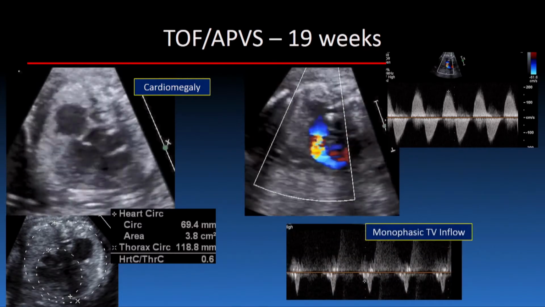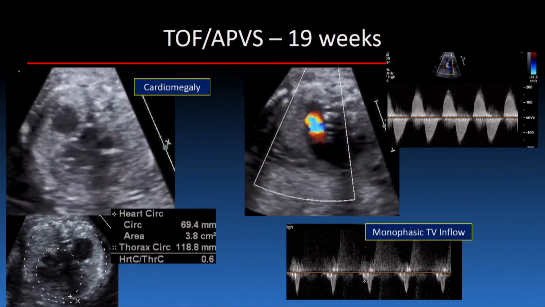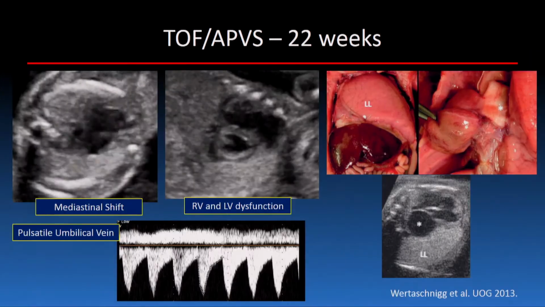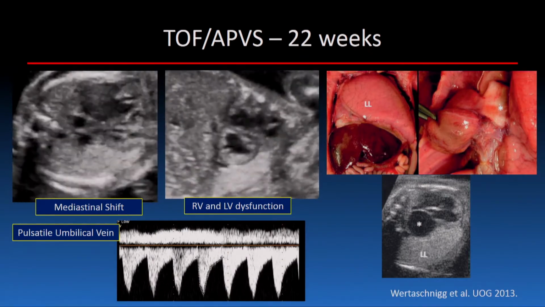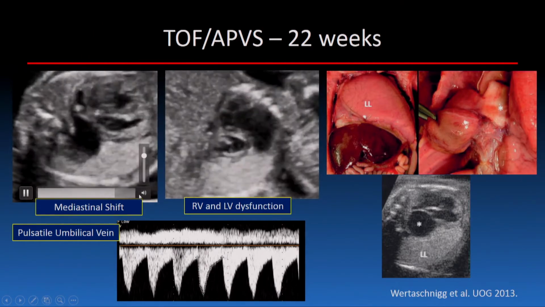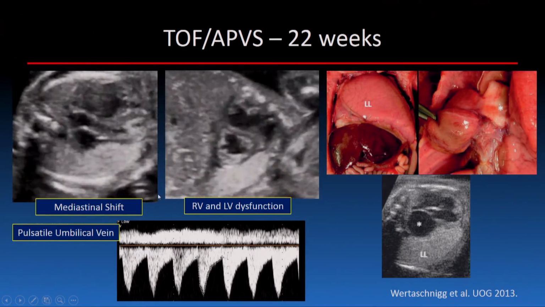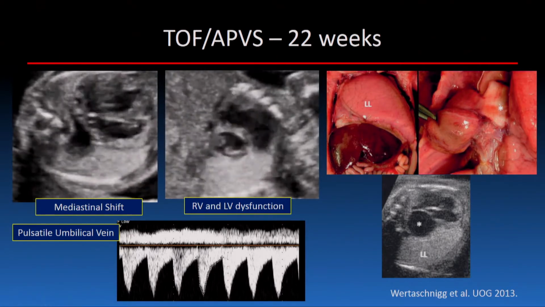Also, along the lines of evaluating this fetus, we noticed that the tricuspid valve inflow pattern was monophasic. And at 22 weeks now, this patient's lesion has progressed. We can see a mediastinal shift rightward of this fetus. The RV is dilated and hypertrophied.